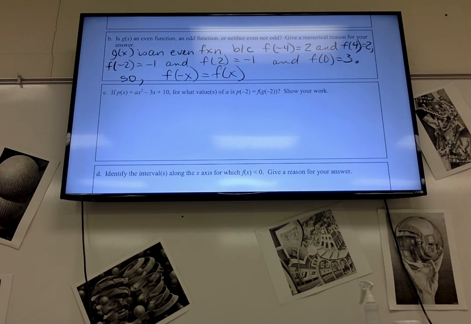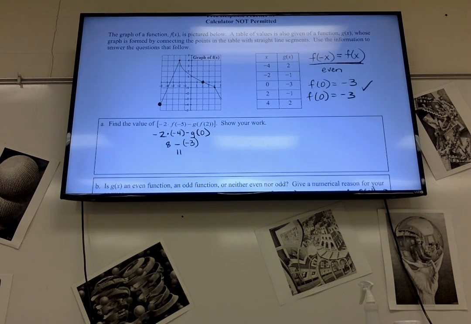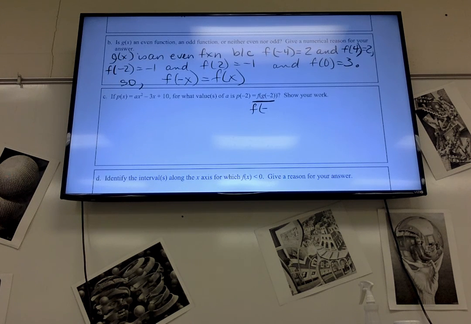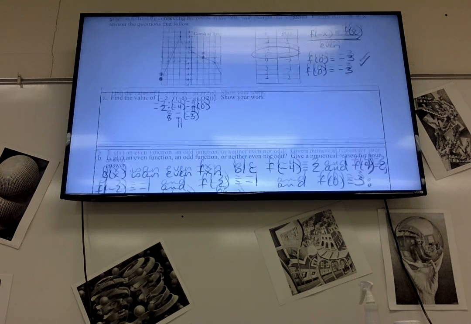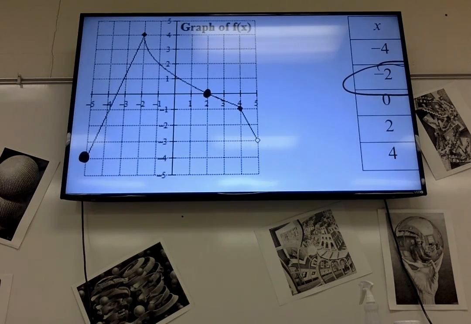C, if p of x equals that, for what values of a is p of negative 2 equal to f of g of negative 2? Show your work. Okay, so let's start here. So f of g of negative 2. So I go up here. G of negative 2 is negative 1. So that's f of negative 1. And if I look at my graph, f of -1 is over here at 2.